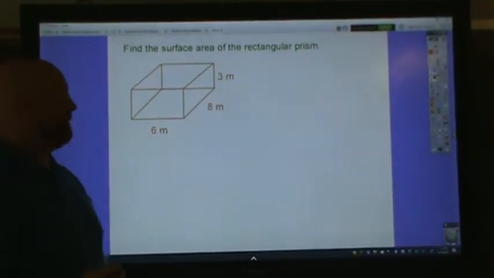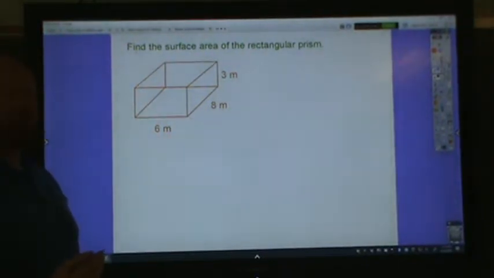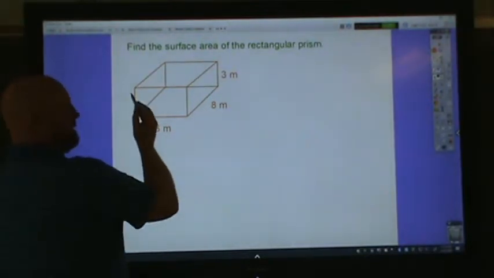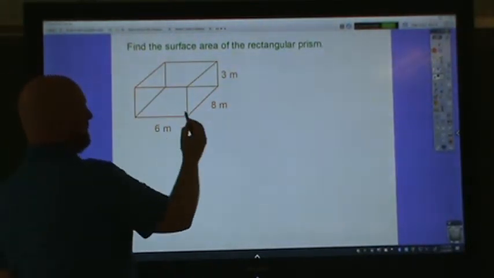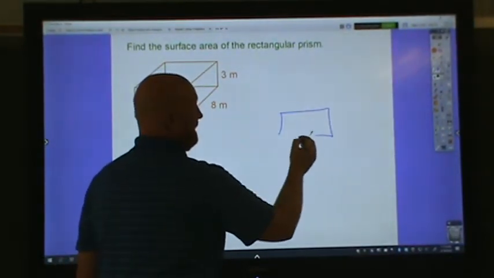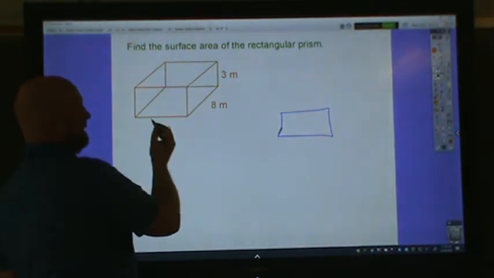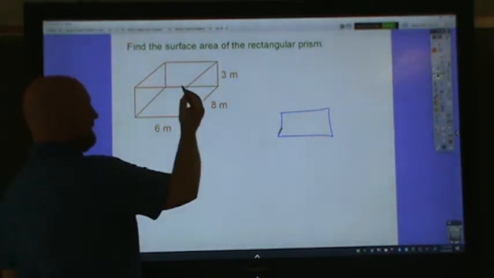To find the surface area of a prism, one technique that we can use is called drawing a net. A net is where you unfold that three-dimensional object. So if I was to unfold this, I would draw this rectangle on the front first, and then I would write the length and width of that rectangle inside the rectangle. So this is going to be 6 by 3.